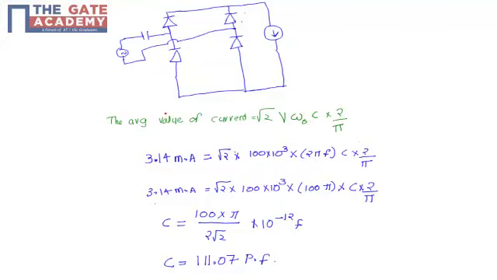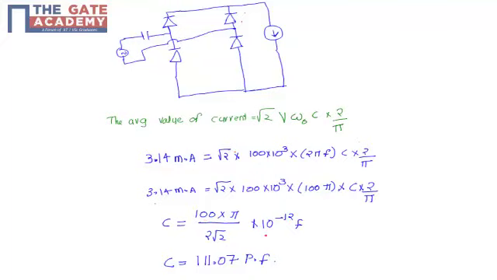So 3.14 milliampere is equal to root 2 into 100 kilovolt, that is 100 into 10 power 3, into omega naught, which is 2 pi f. So 2 pi f is 50 into 2, becomes 100, into C into 2 by pi. After solving, the value of the capacitor will be 100 into pi by 2 root 2 into 10 power minus 2.